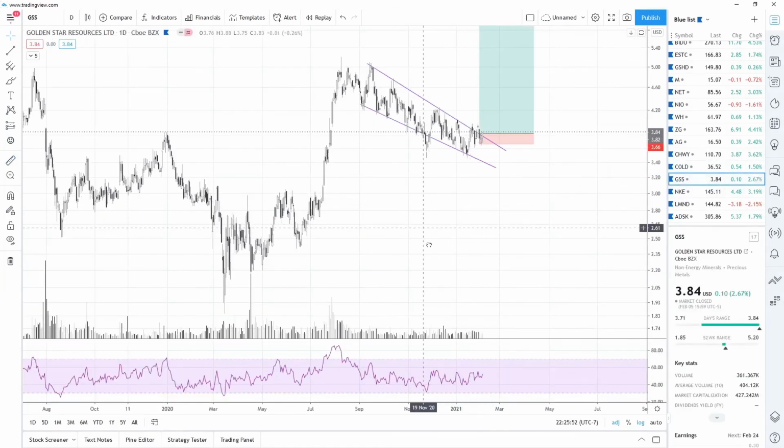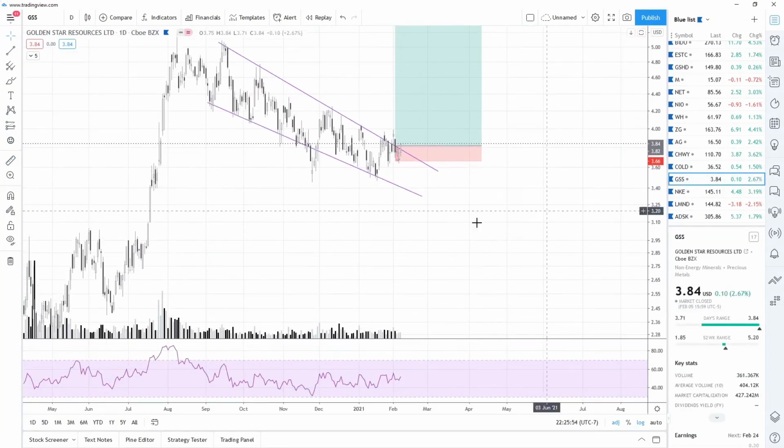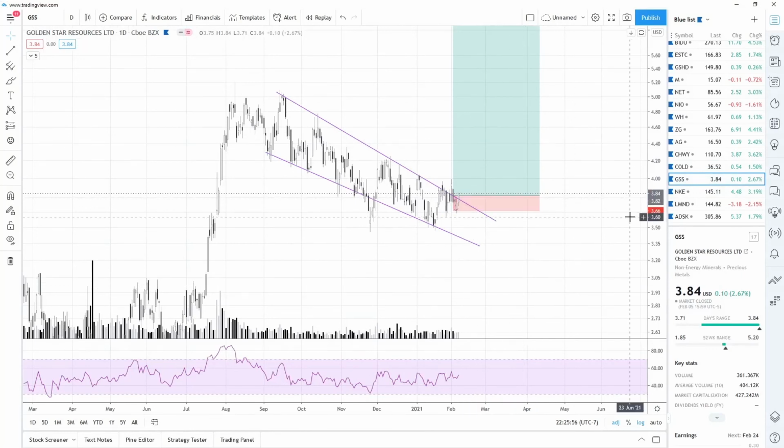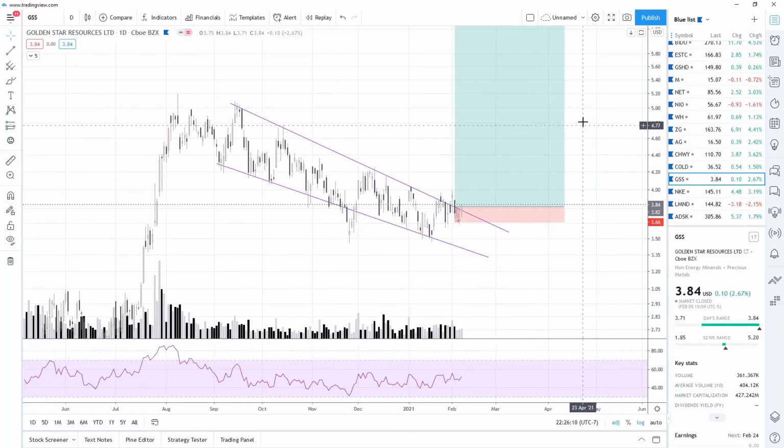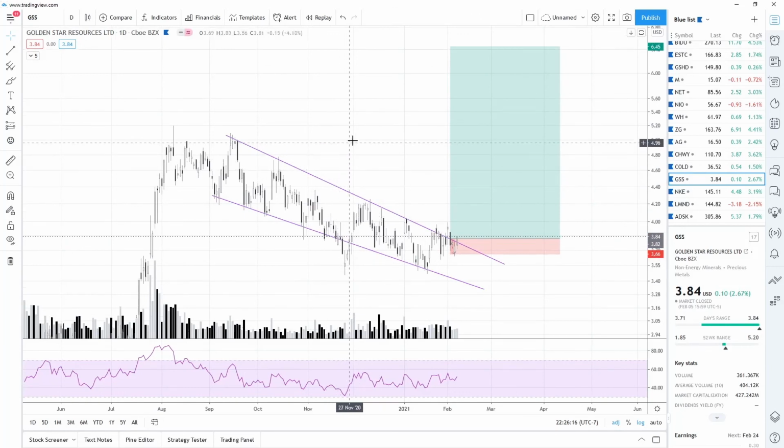GSS, this is another gold stock. It looks like it's breaking out right now. You know, it had one sort of fake out breakout, and broke back into trend just a little bit, and now it looks like it's making another attempt at breaking out. The volume isn't there yet, but if you start to see impulsive volume, that's probably when to get in.